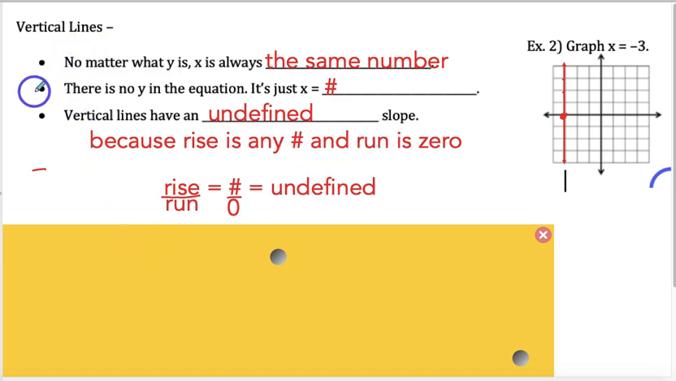And just like with horizontal lines, where I told you that we have a mnemonic device of HOY, the mnemonic device for vertical lines is BUX. B-U-X. And so that stands for vertical lines, undefined slope, x equals for the equation. That concludes horizontal and vertical line notes.